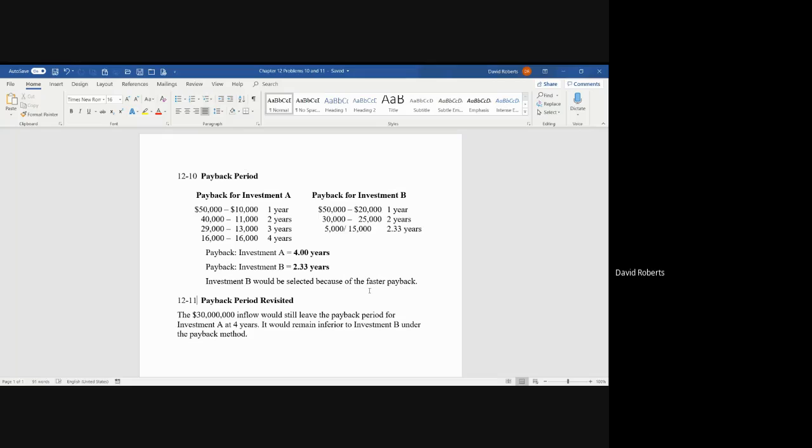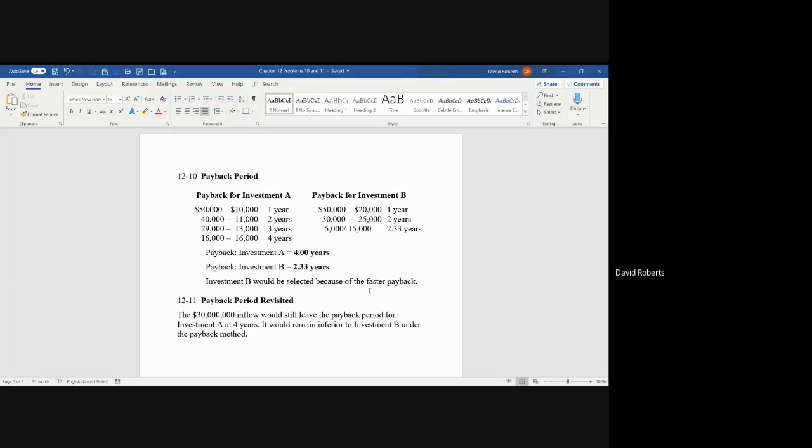So you simply take the shortfall at the beginning of the year, the 5,000, and divide it by the cash flow for the year of 15,000 and get 0.33. Add it to the 2 previous years and get 2.33 years. So getting your money back in 2.33 years is superior to getting your money back in 4 years.